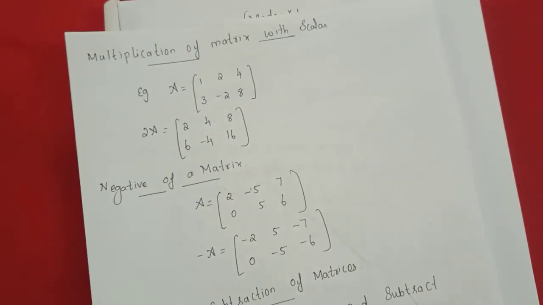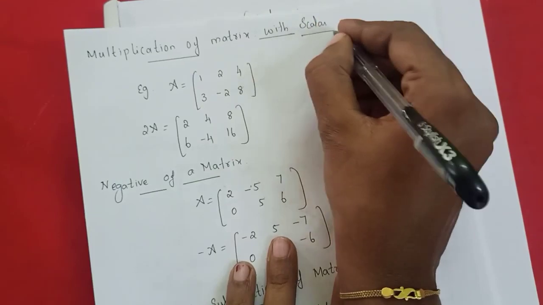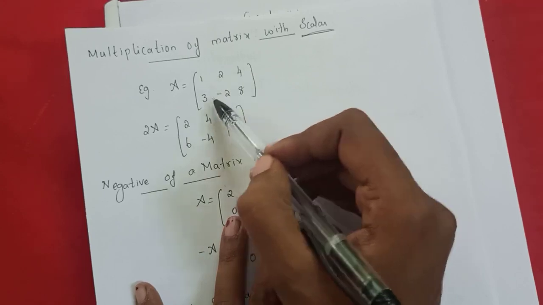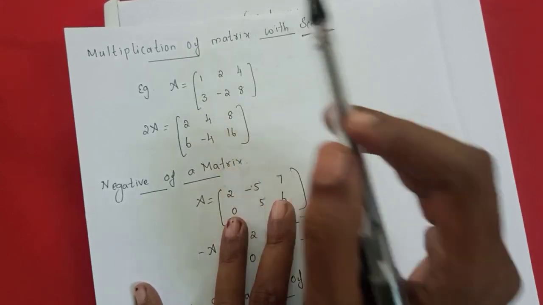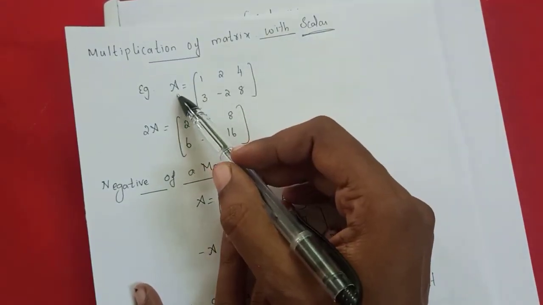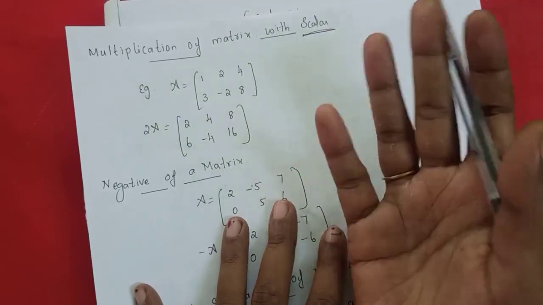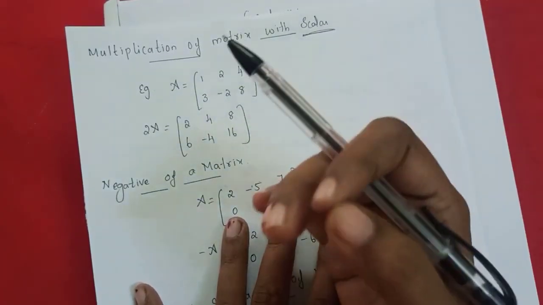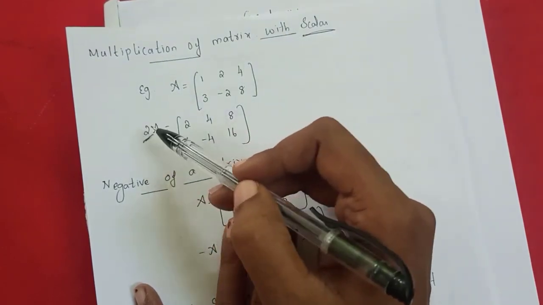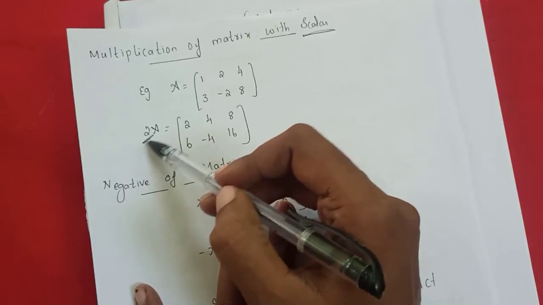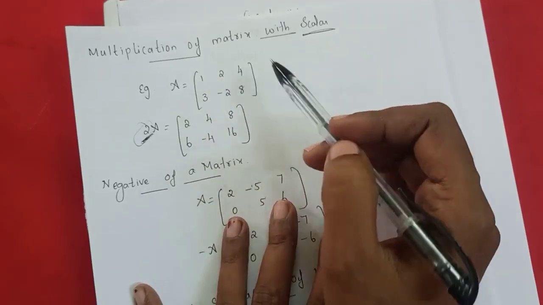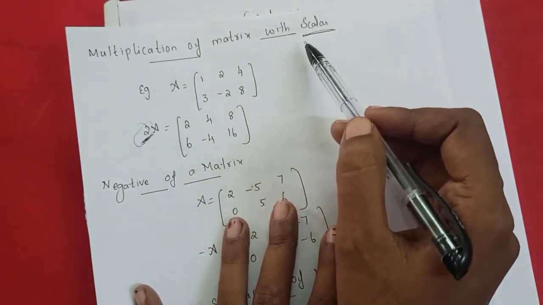Next we are going to see multiplication of a matrix with a scalar. How will we multiply a matrix with a scalar? Scalar means a constant. I gave one example: 1, 2, 4, 3, minus 2, 8. Whether it's a matrix A, we can multiply it with any scalar. I can multiply this matrix with 2 or 5 or 10 or 20 or 25, whatever number. Now I have multiplied with one scalar. Here the scalar is 2. Now each and every term we need to multiply with that 2. That is multiplication of a matrix with a scalar.